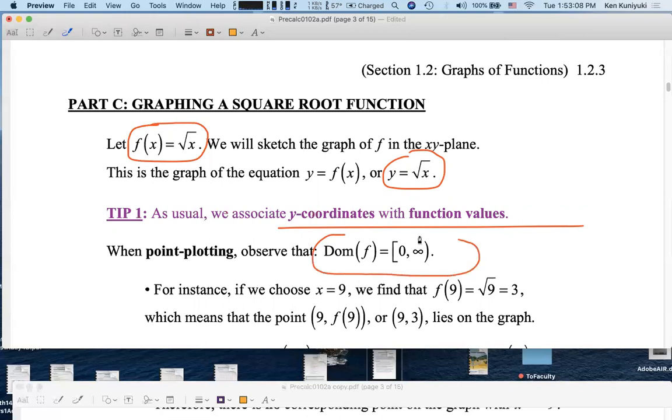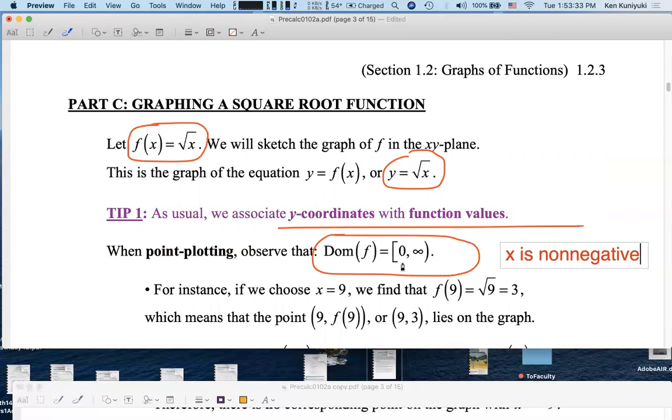Well, what are the legal values for x? What guarantees that we will keep this real? If and only if x is, again, non-negative. X must be non-negative. The domain of f consists of the set of all non-negative real numbers. Bracket, 0, comma, infinity, parenthesis. Remember, the square root of 0 is 0.